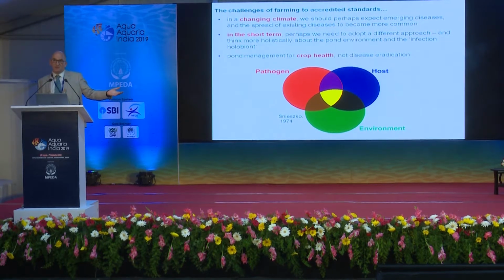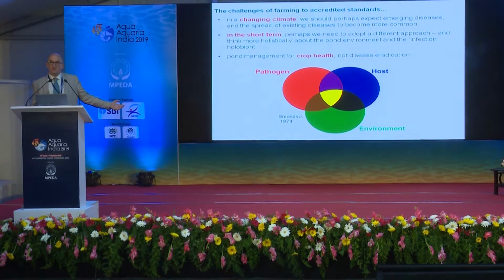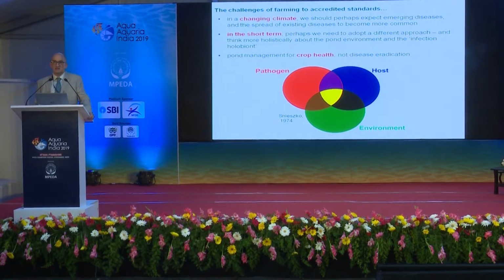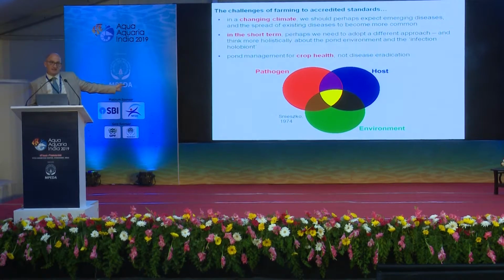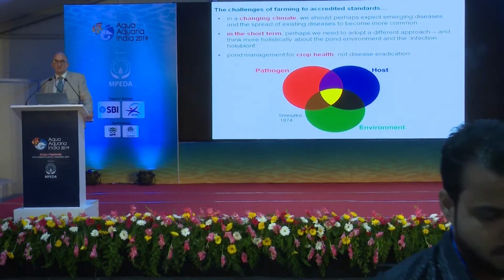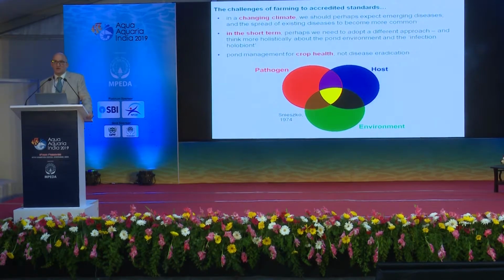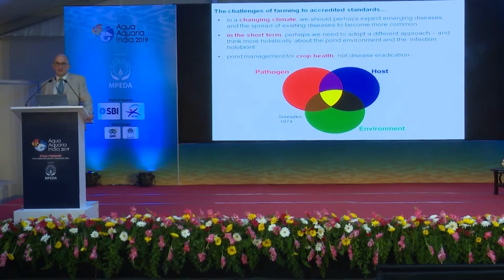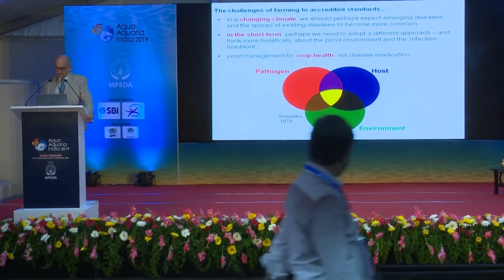So this cartoon at the bottom just shows the interaction between the disease-causing organism, the pathogen, the host, i.e. the shrimp that you're growing, and the environment in which both of those organisms exist. And in the centre, at the intersection, is where you have your opportunity for disease. So we need to appreciate the importance of the environment in controlling disease and controlling infection within the pond.